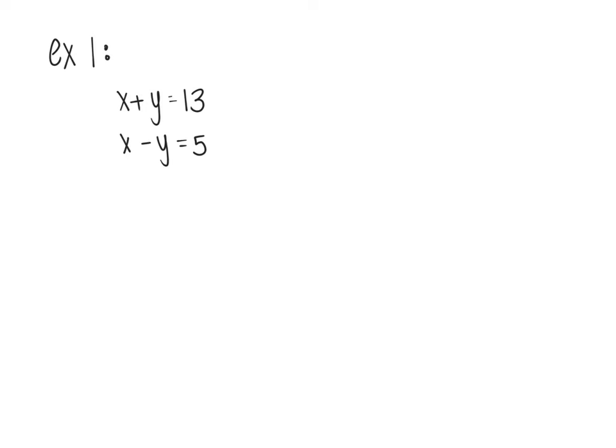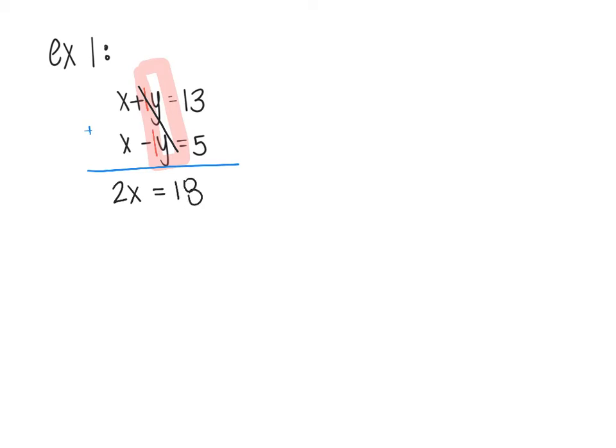So here's example 1. Now, I notice the y's already are equal but opposite, they both have a coefficient of 1. One's positive 1, one's negative 1. So I can go ahead and add them because the y's are already equal and opposite and they're in standard form. So when I add component-wise, which means add your x's, add your y's, add your numbers, I have x plus x gives me 2x. Y minus y, those cancel out, and then I have 13 plus 5, which gives me 18.